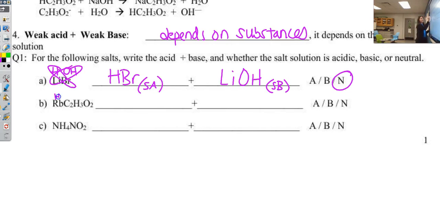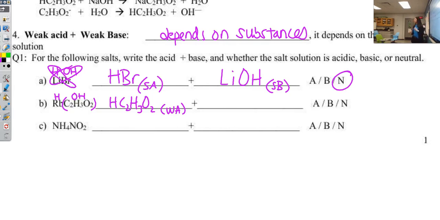So I'm going to put my little H and my OH, and obviously it's acetate. That's your acetate ion. So what are we going to get as our acid? Which is called? Acetic acid. Very good. We have acetic acid. Strong or weak? Is it one of our strong acids? No, it's weak.